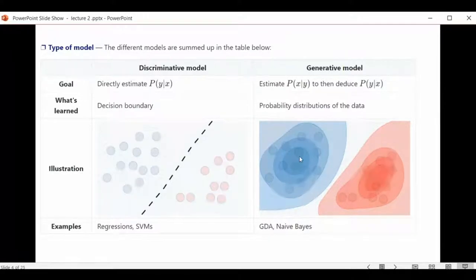So for example, the blue class has this sort of probability distribution. If a point lies somewhere around here, it has a very low chance of belonging to the blue class, but it's still not within the red class, so we say it belongs to the blue. Examples of that are Gaussian discriminant analysis and naive Bayes.